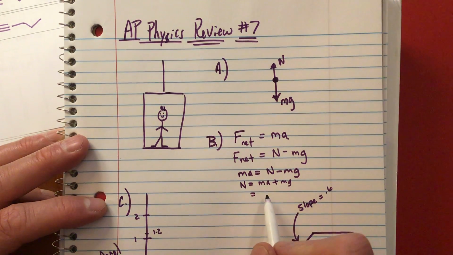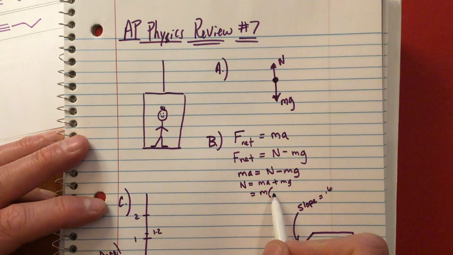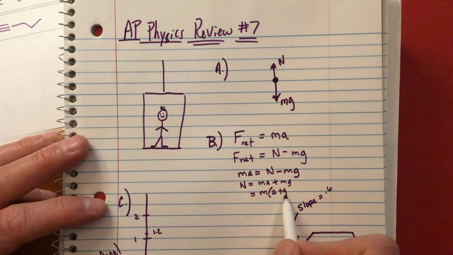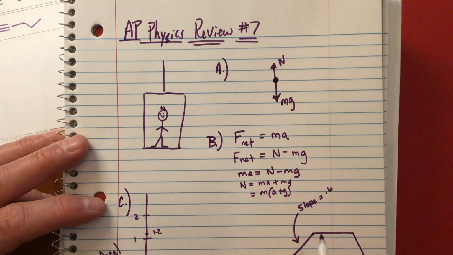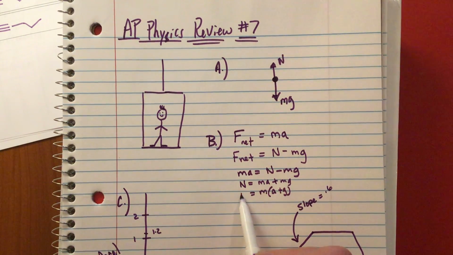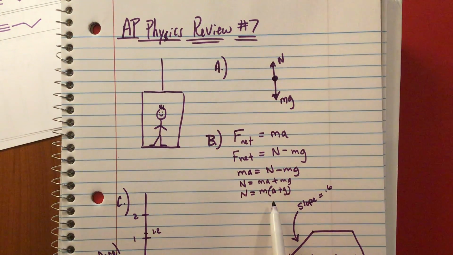So I'm going to clean this up a little bit. I'm going to factor out m, and I'm going to have m times (a plus g). So that would be the reading on the scale if the acceleration was up.